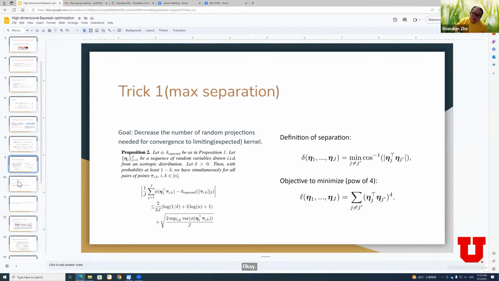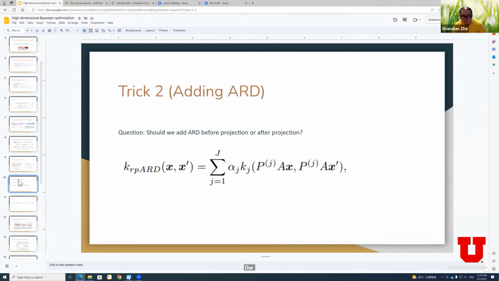Yeah, in the ideal case, if this summation is equal to 0, it means that all the projection vectors are orthogonal. Okay. So the second trick is easier. It's just adding the ARD, the automatic relevance determinant. The only question is, where should we add the ARD, before the projections or after the projection? So put A inside P and X or outside P and X.